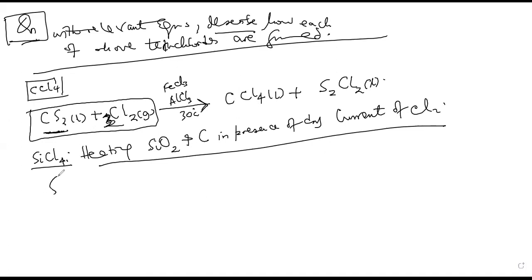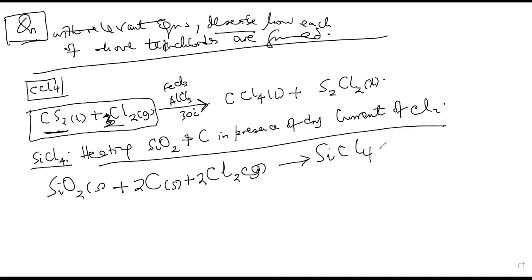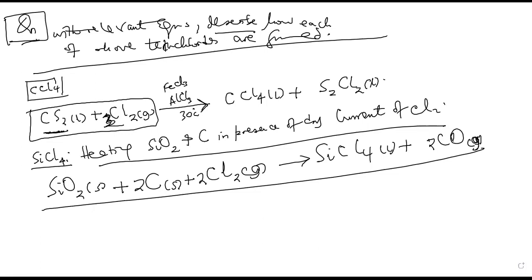So we shall have silicon dioxide, the solid, plus carbon. There must be two atoms of carbon, solid. In place of the dry current of chlorine, we shall also add chlorine. We shall form silicon tetrachloride, which is our liquid, plus another oxide, as the carbon will form carbon monoxide gas. So this is how we form tetrachlorides. That was for silicon.